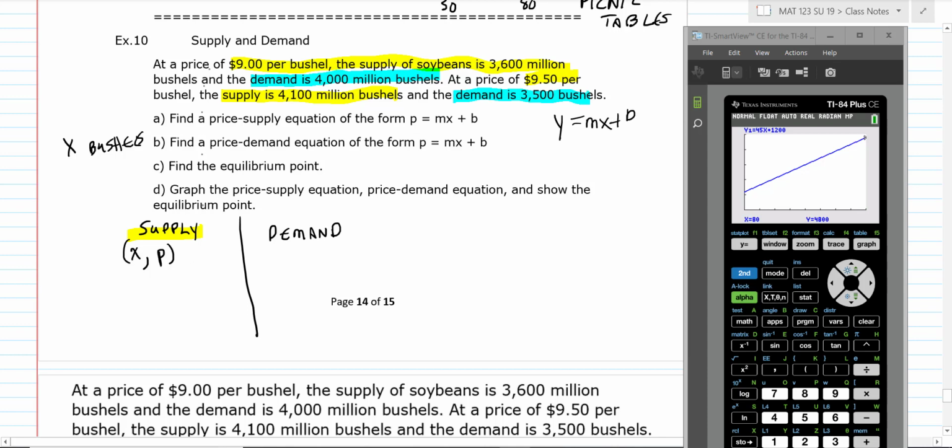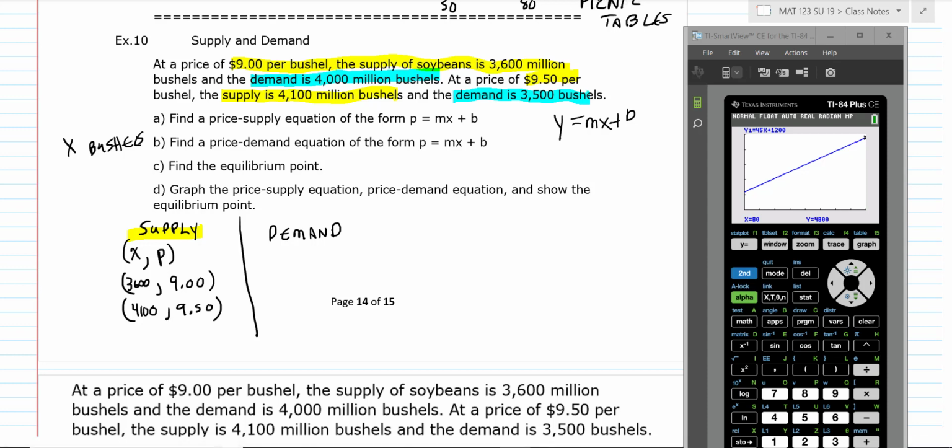So here are our points. When we have a price of $9, the supply is 3,600 million bushels. Just put 3,600. You don't have to put 3,600 million. That's a point. Now, if you read on, when the price changes to $9.50, then the supply is 4,100. So there are 2 points. Those 2 points can be used to find an equation.